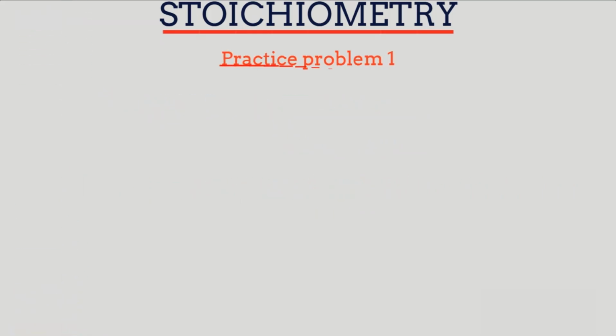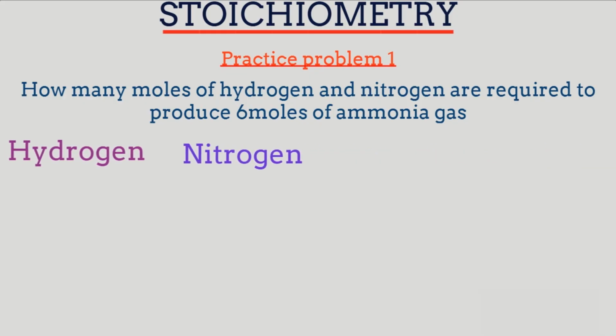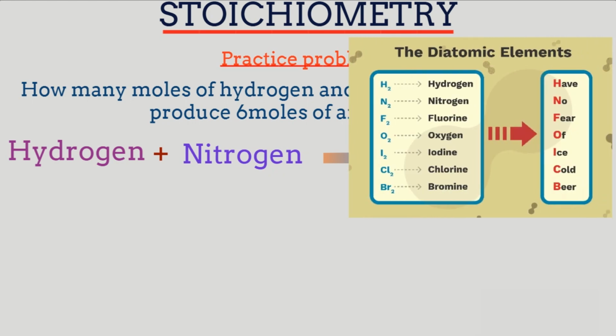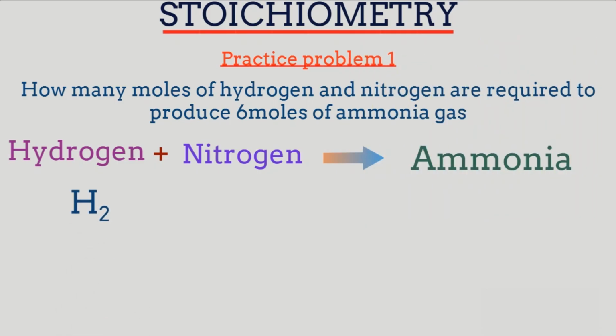But first, practice problem. How many moles of hydrogen and nitrogen are required to produce 6 moles of ammonia gas? Before we can solve this problem, we need to write down a balanced chemical equation from which ammonia is formed. We know that hydrogen and nitrogen react together to form ammonia. Hydrogen and nitrogen also exist as diatomic molecules, which means hydrogen exists as a molecule composed of 2 hydrogen atoms, and nitrogen also exists as a molecule composed of 2 nitrogen atoms. If we react these two, we have ammonia as the product.